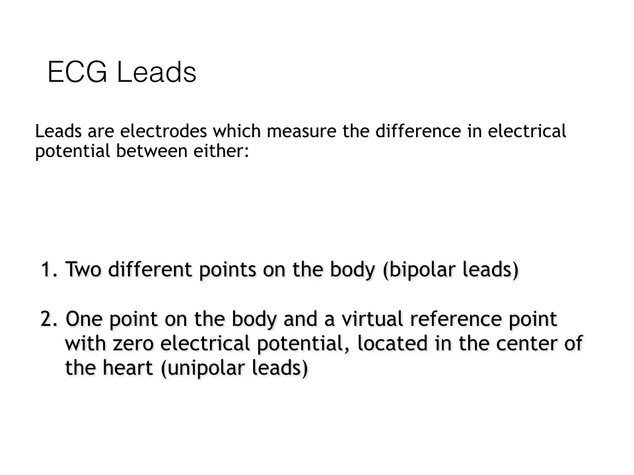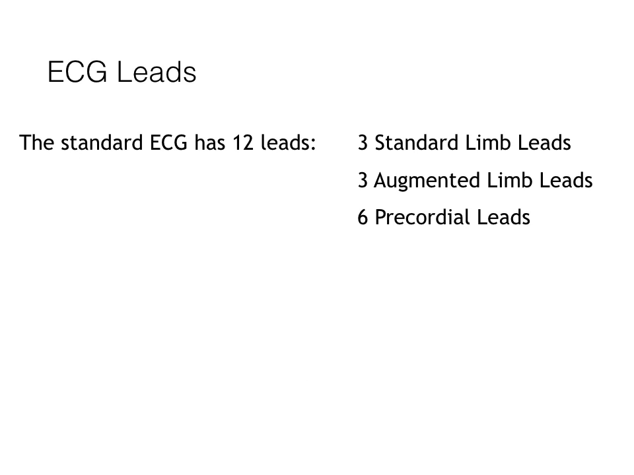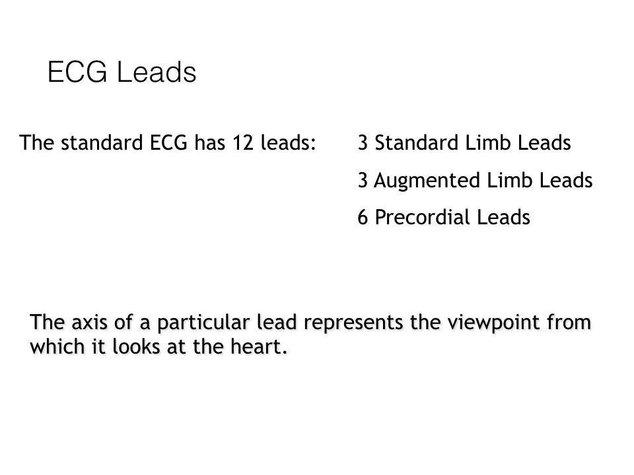ECG leads are electrodes which measure the difference in electrical potential between either two different points of the body or one point on the body and a virtual reference point with zero electrical potential located in the center of the heart. The standard ECG has 12 leads: 3 standard limb leads, 3 augmented limb leads and 6 precordial leads. The axis of a particular lead represents the viewpoint from which it looks at the heart.